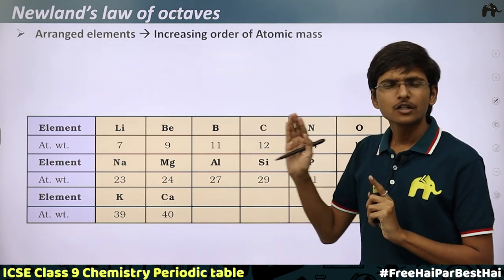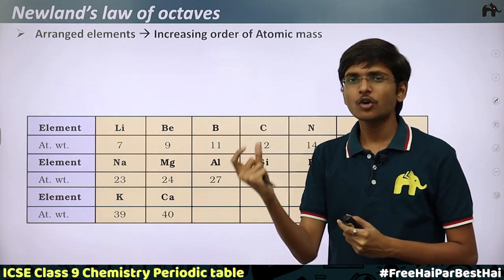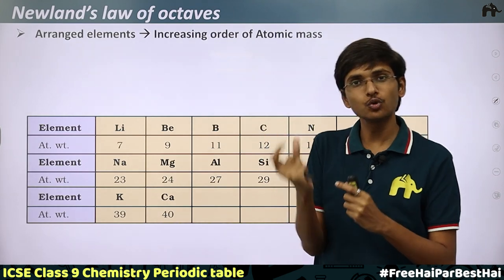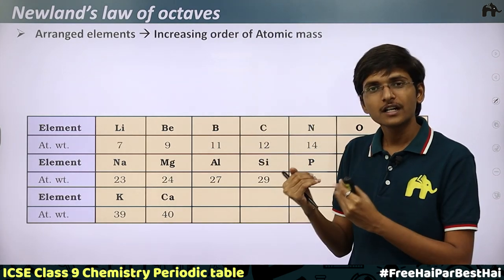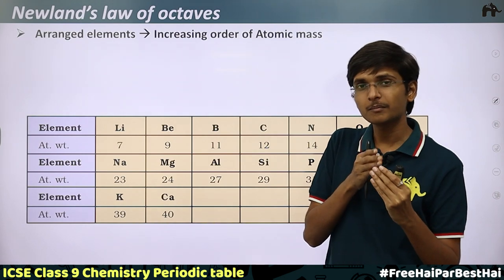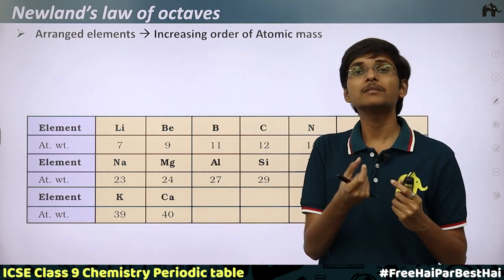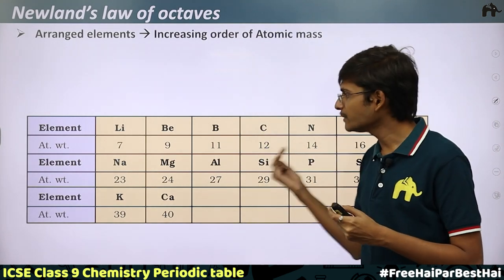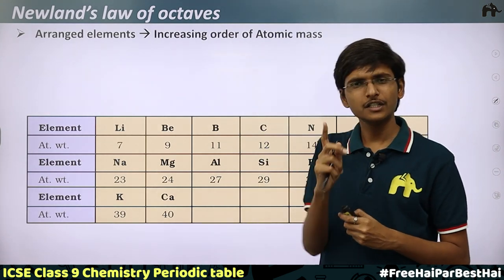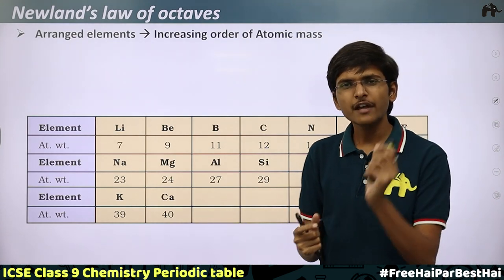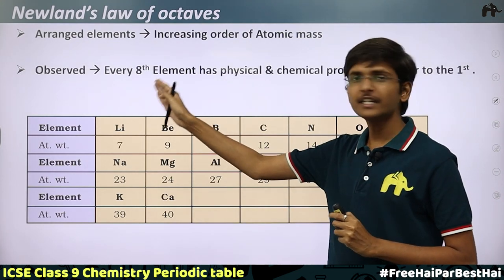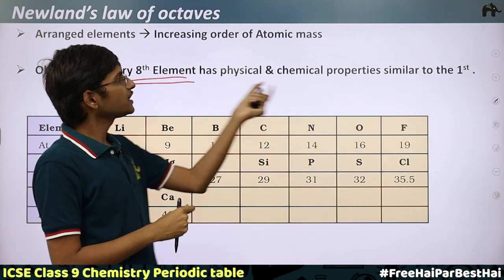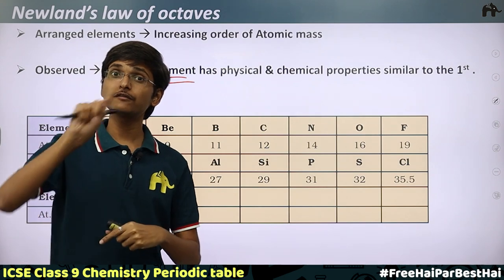Clear? So if an element's atomic mass is 1, then he would take another element having atomic mass 2 and place it ahead of it. Then the next element which he would place would have atomic mass 3, right? In this manner, he started to arrange the elements. And what he observed was that every eighth element has the physical and chemical properties similar to that of the first element.